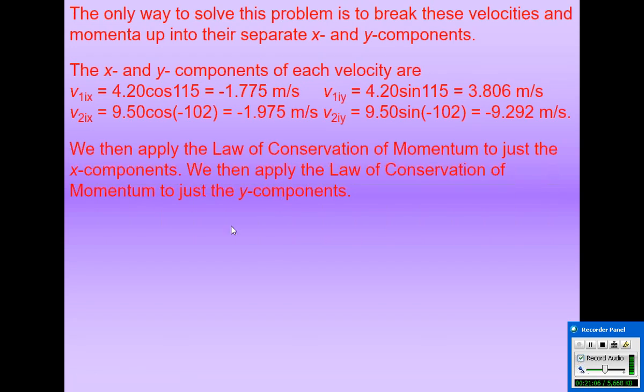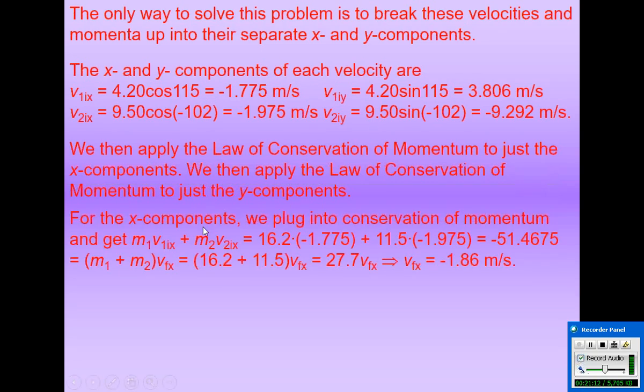Now that we have their velocities, we can apply the law of conservation of momentum to x. We can apply the law of conservation of momentum to y. If I do it just for x, m1 v1 initial x plus m2 v2 initial x is equal to 16.2 times negative 1.775 plus 11.5 times negative 1.975. And that's equal to negative 51.4675.